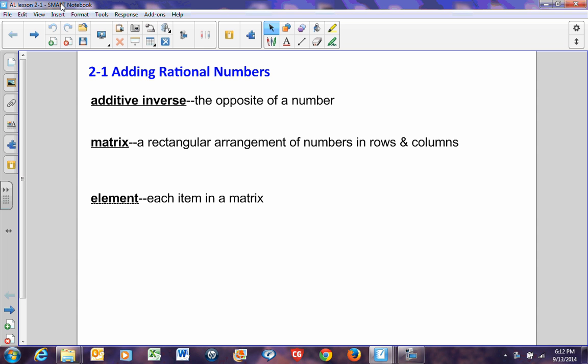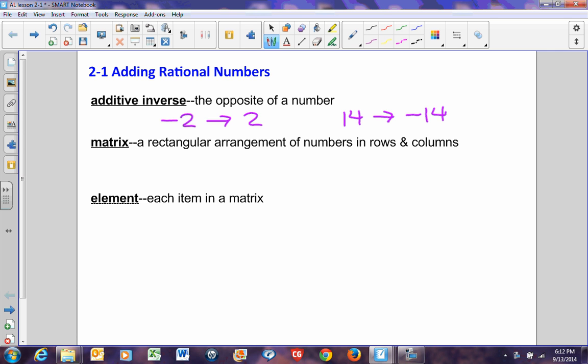This is lesson 2-1, adding rational numbers. The additive inverse is the opposite of a number. It's a fancy way of saying the opposite. Essentially, it means the additive inverse of -2 is 2, and the additive inverse of 14 is -14.